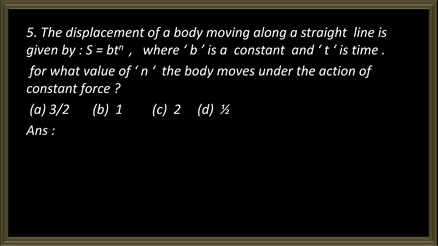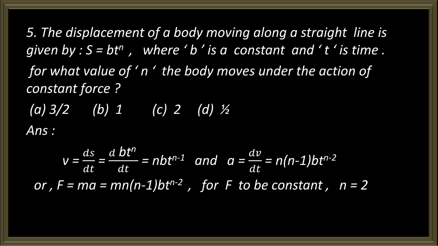Question 5. The displacement of a body moving along a straight line is given by s equal to b t to the power n, where b is a constant and t is time. For what value of n the body moves under the action of constant force? Option A 3 by 2, option B 1, option C 2, option D half.